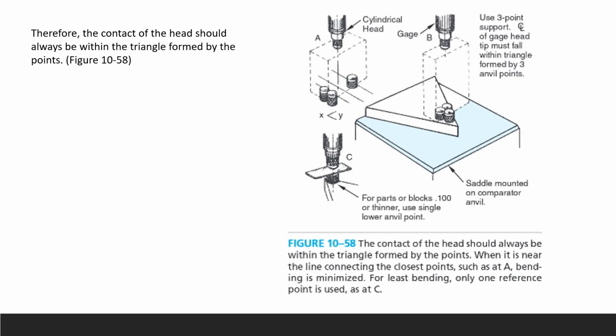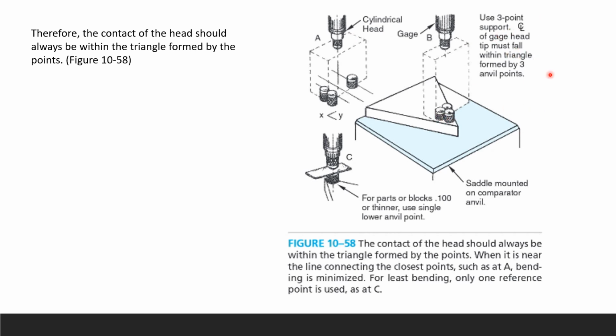Therefore, the contact of the head should always be within the triangle formed by the points. Here, this is your contact. That's just showing you the triangle formed by the points right there, 1, 2, and 3. When it is near the line connecting the closest points, such as at A, bending is minimized. For least bending, only one reference point is used, as at C. Here you can see your contact triangle, and that's your contact point, and here is your cylindrical head, using 3 point support, 1, 2, 3.